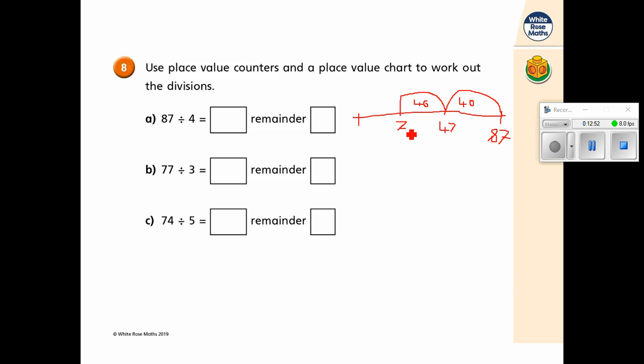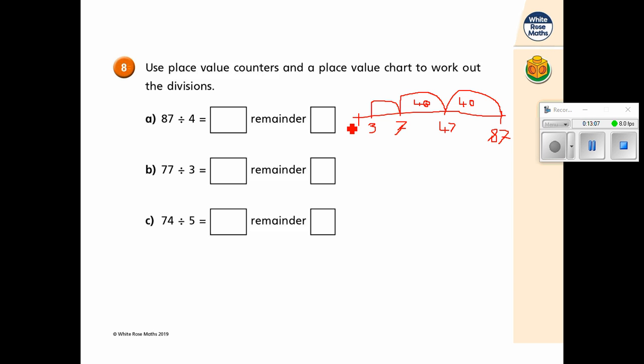Now, obviously we can't take away another 40 because that will be negative. But what we can do is take away 4. So 7, take away 4, and we'll get 3. And at this point we can see that we can't take away any more.